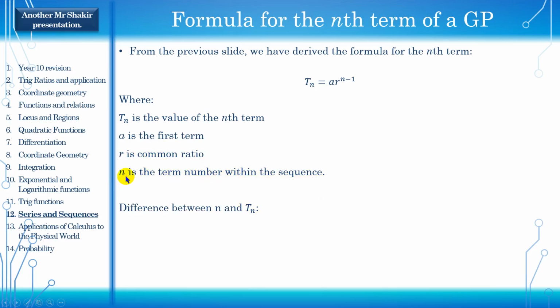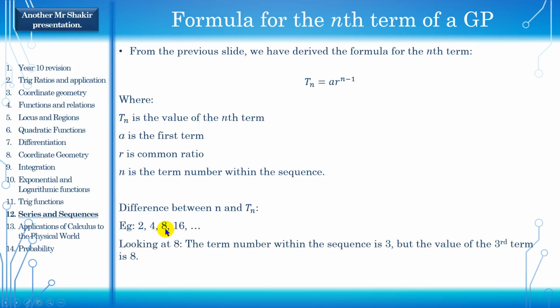Now, make sure you don't confuse n and tn, right? This is the nth term, and n is the term number. This is the value of the term. So, for example, in 2, 4, 8, 16, this is the third term. n is equal to 3. This is the third number in the sequence, right?